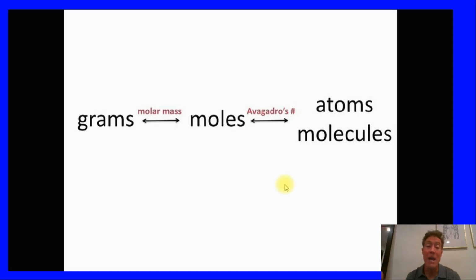Now we can convert between weight and the number of molecules. We can count by weight. If we know the amount of grams we have, we can divide the number of grams by the molar mass and get the number of moles that we have. If I have 18 grams of water and I know that there's 18 grams in a mole, then I have 1 mole. And I know that 1 mole is Avogadro's number of atoms or molecules. So I would have 6.02 times 10 to the 23rd molecules of water if I had 18 grams of water. So I can convert from number through moles to weight and back and forth.